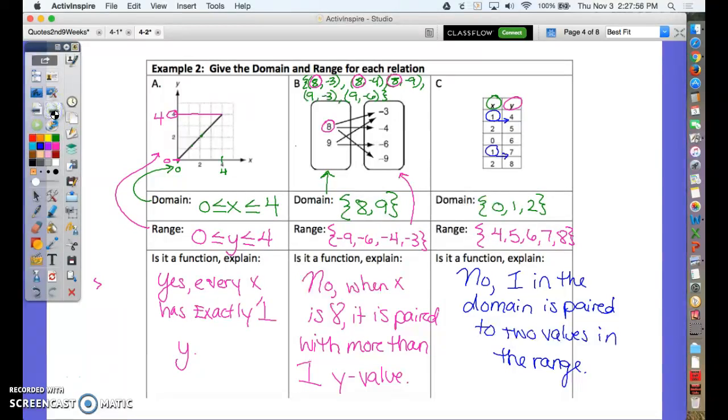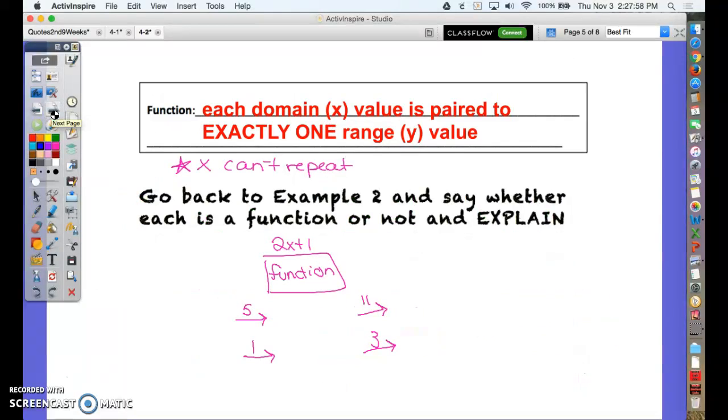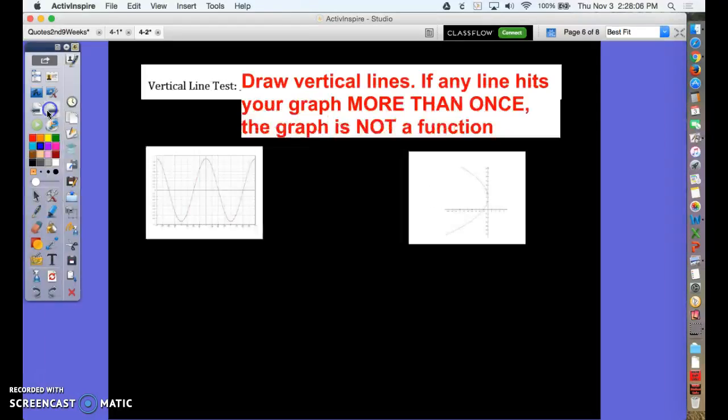All right, so we will practice identifying functions, but it is important for you to understand what a function is. You need to know this definition. Each x value is paired to exactly one y value.